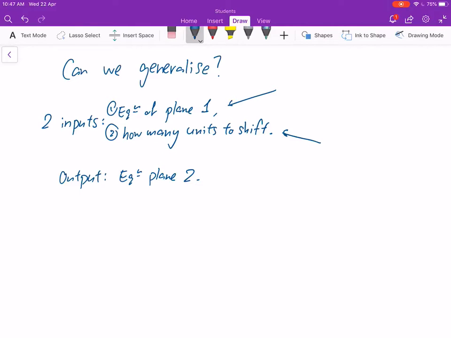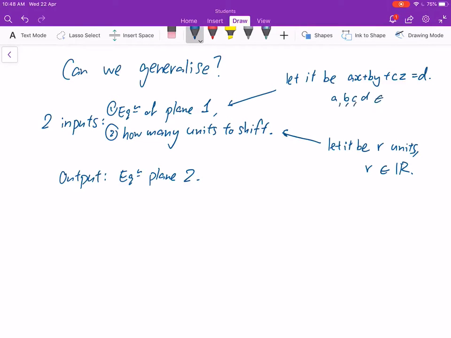That's the whole point of algebra, right? How many units to shift? I can just let it be R units. R is some real number. So it can be a positive, whole number, fraction, irrational, rational, or negative. I don't care. It can be any units. And then the equation of plane 1. Okay. A, B, C, D are all real numbers.